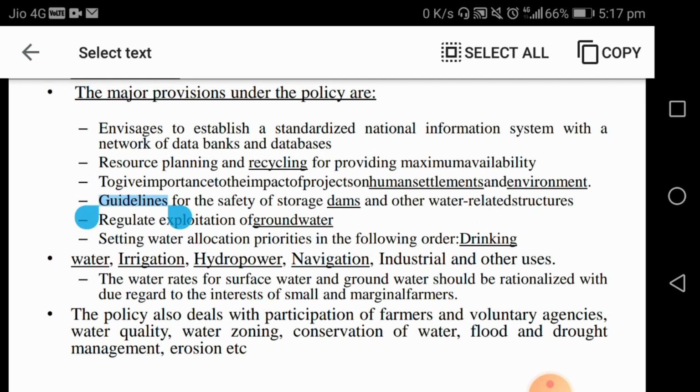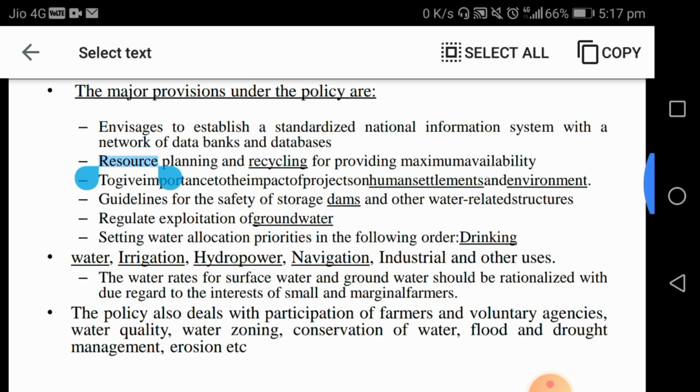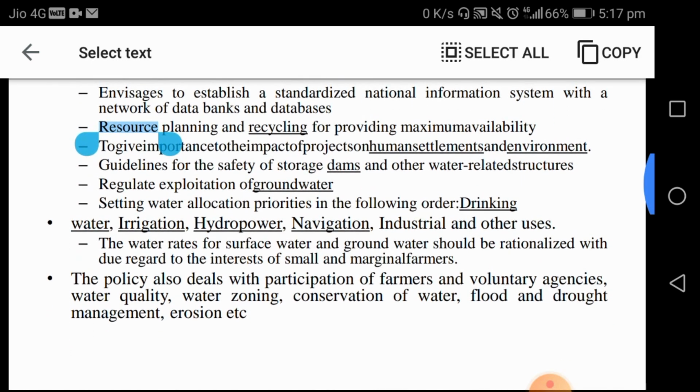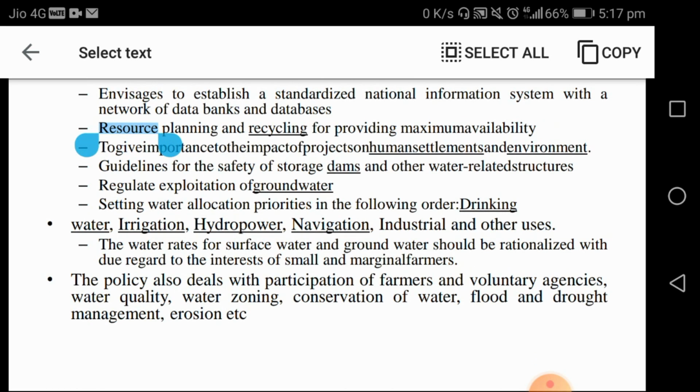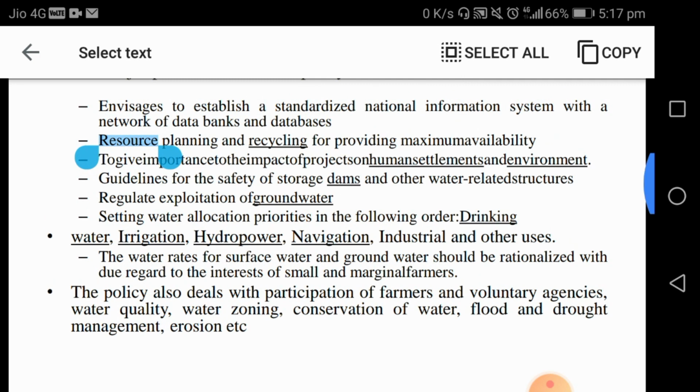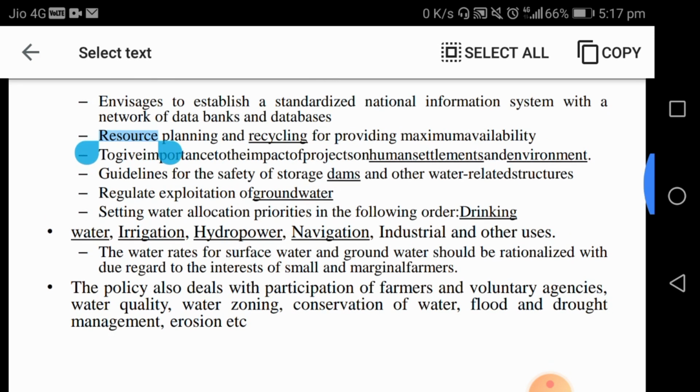Awareness about water scarcity should be fostered. A well developed information system for water related data at the national and state level should be established, with a network of data banks and databases integrating and strengthening the existing central and state level agencies. Water resources available to the country should be brought within the category of utilizable resources to the maximum possible extent.